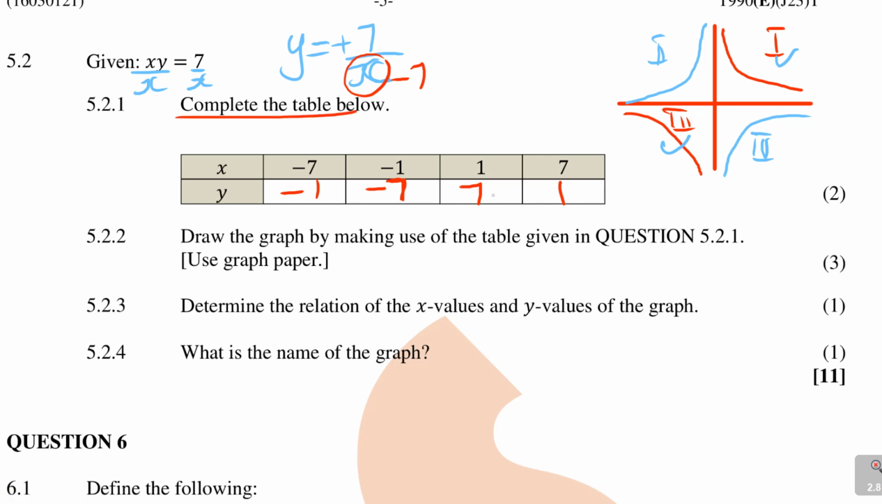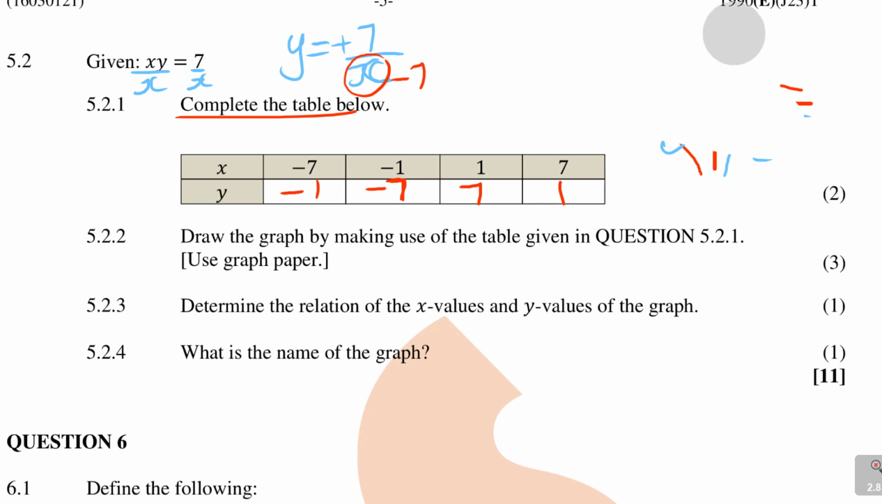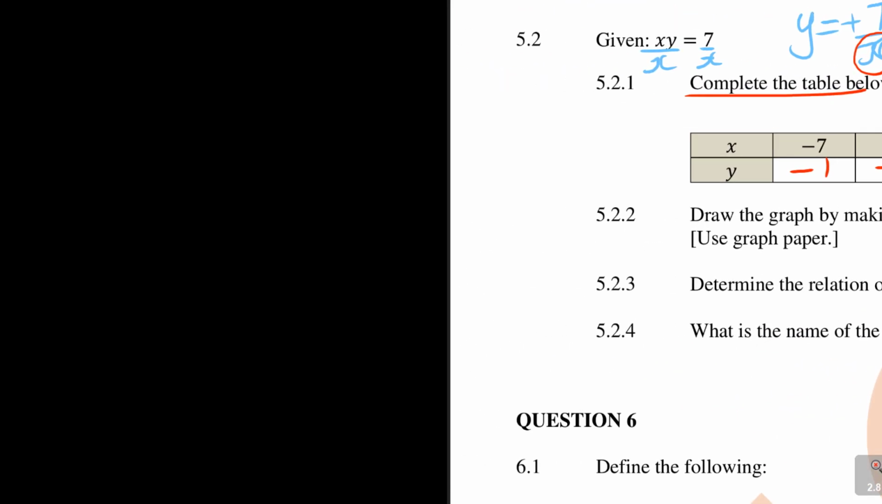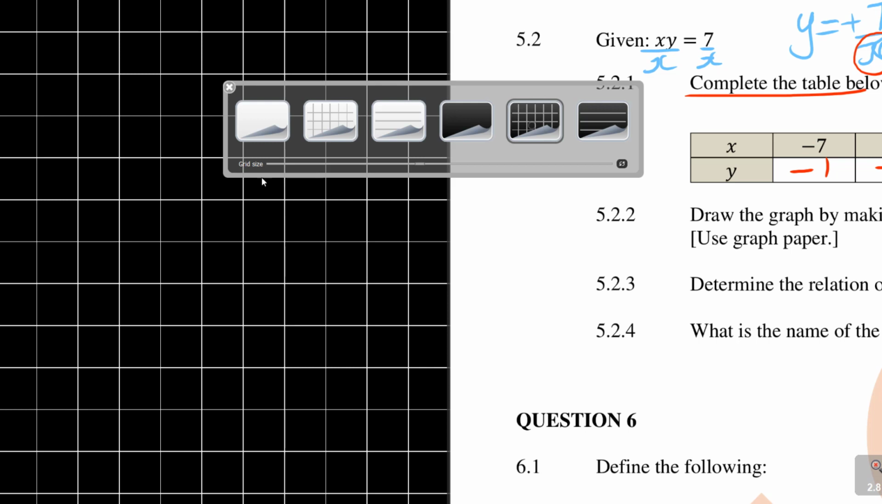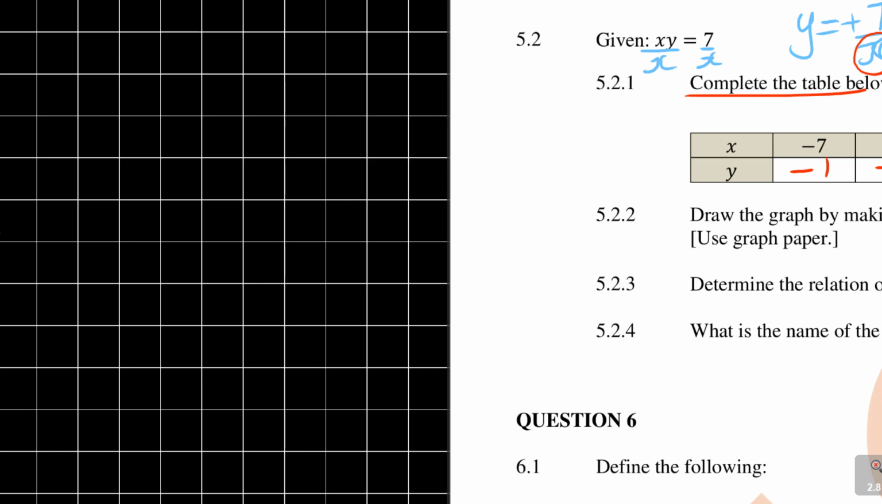So then they say complete the table, so you're going to have these values. Are you with me? And then it says draw the graph by making use of the table given in the question. Use graph paper. I want you to pay attention here. Are you able to see my graph paper here? Yes, I'm able to see it. I'm going to make it red. It's a sketch, it doesn't have to be very accurate. It's a sketch because they gave you limited numbers.